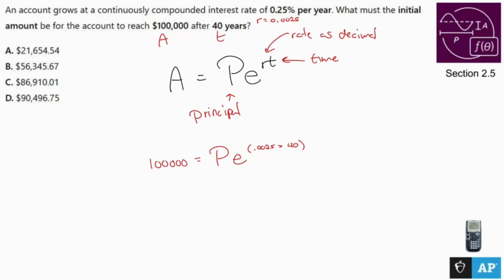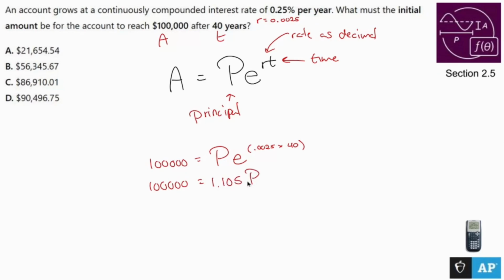Now, this is a calculator problem, but I'm going to let Siri do all the work because I really don't want to jump to my TI-84 Plus. There's no need for that because I'm not graphing anything. What I need to do is find out what e to the 0.0025 times 40th power gives me. Give me a sec, I'll be right back. That number ended up being 1.105.